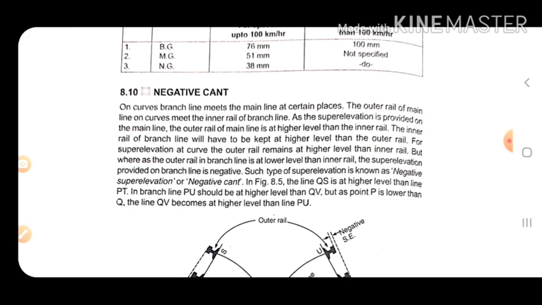The outer rail of the main line is at a higher level than the inner rail. Okay, the inner rail of the branch line will have to be kept at a higher level than the outer rail.